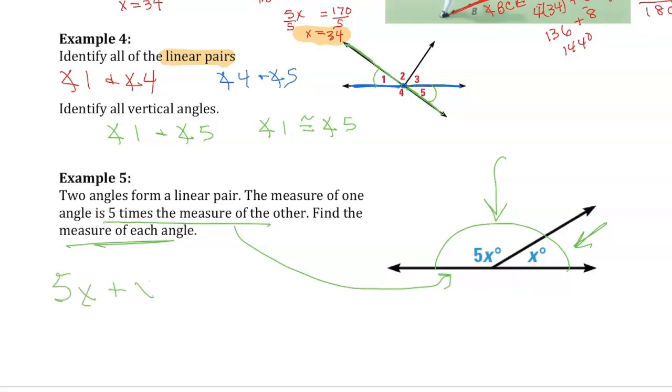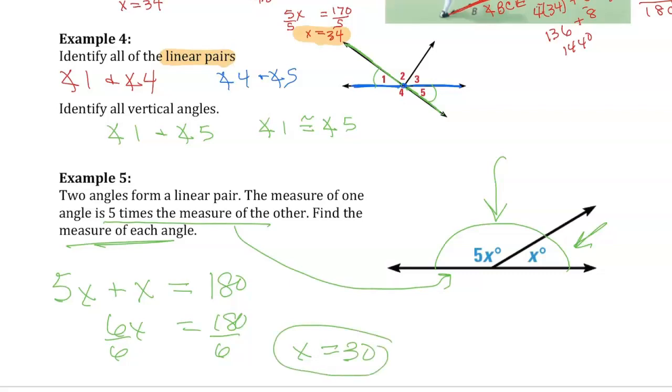5x plus x equals 180. So 6x equals 180. Divide by 6, divide by 6. X equals 30. But we're not done. This angle is 30 degrees. This one is 5 times 30 degrees, which equals 150 degrees. Okay? And that's how that works.